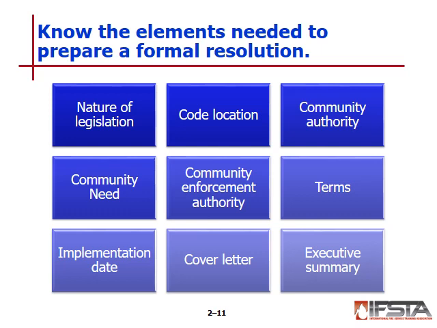Formal resolution to adopt the new Fire and Life Safety Code language should include the following elements. 1. Nature of the legislation. 2. Location of the legislation within the framework of the municipal code group. 3. Authority of the community to adopt such code language. 4. Need of the community to adopt a new edition of the code to reflect local changes. 5. Authority of the community to enforce the legislation. 6. Term or sunset provisions, if any, regarding the proposed code. 7. Proposed implementation date for the code once adopted.